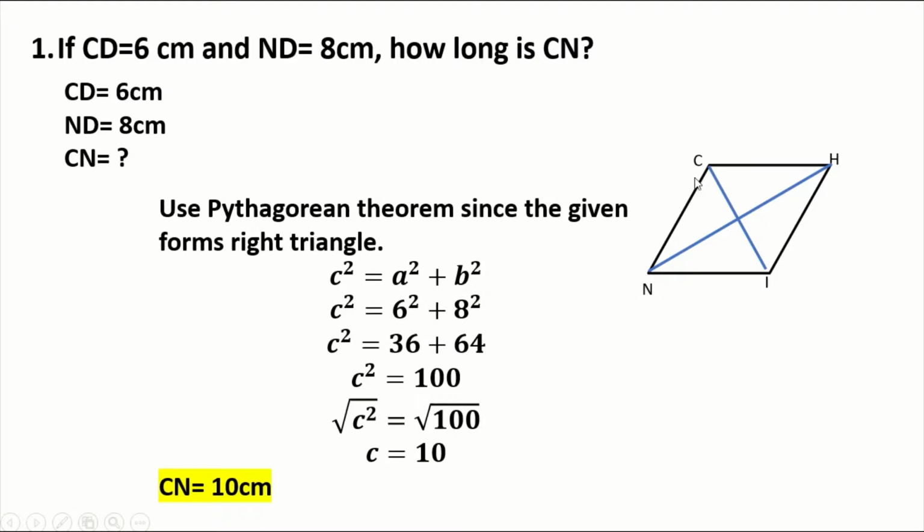So, lagay muna natin nasan ba yung CD. Ito yung D, nasa gitna. So, CD is 6 cm. Tapos, yung ND, ito naman mas mahaba ng konti, is 8 cm. No? So, ano daw yung measure nitong mas mahaba? So, use Pythagorean theorem since the given forms a right triangle.